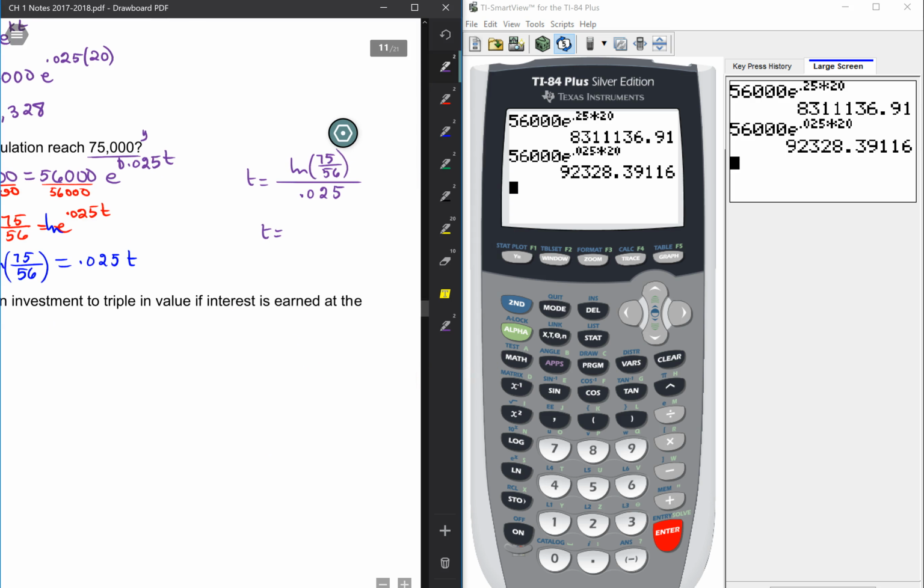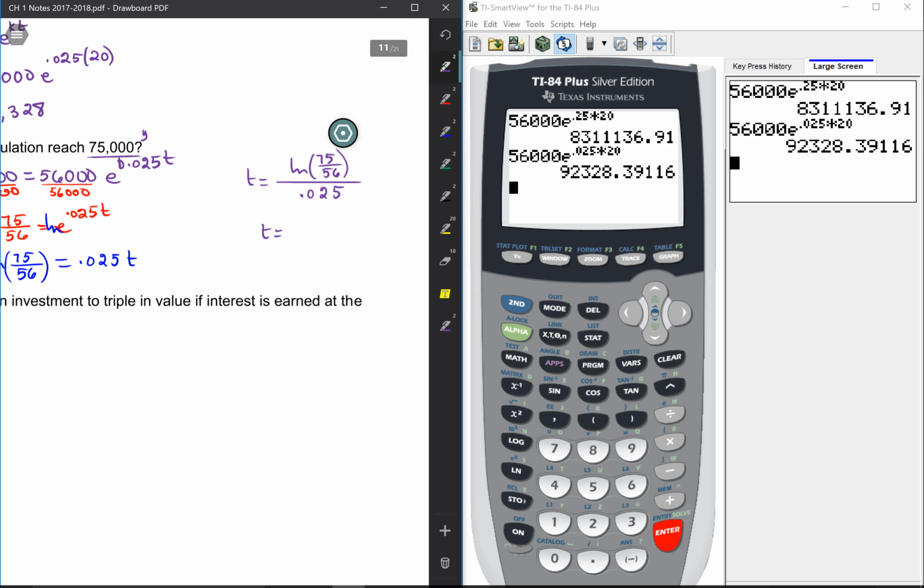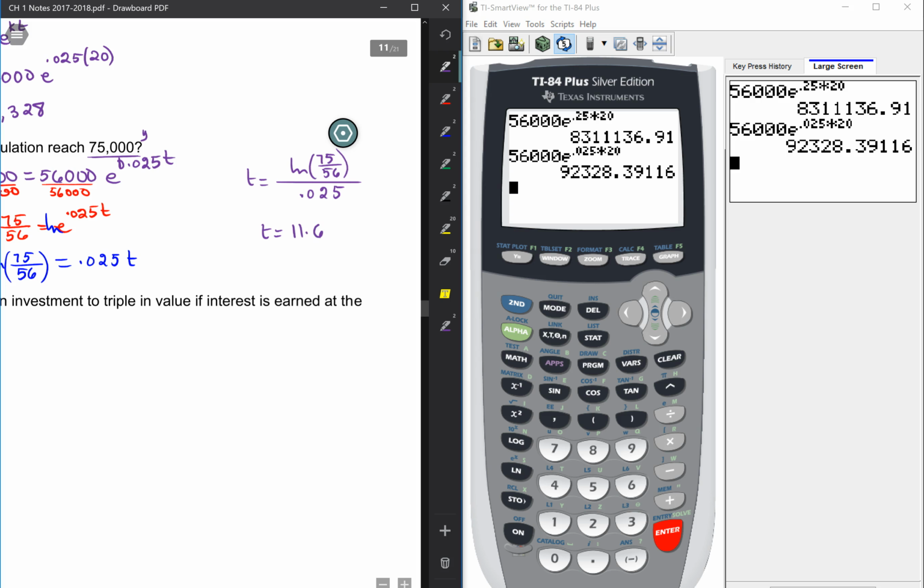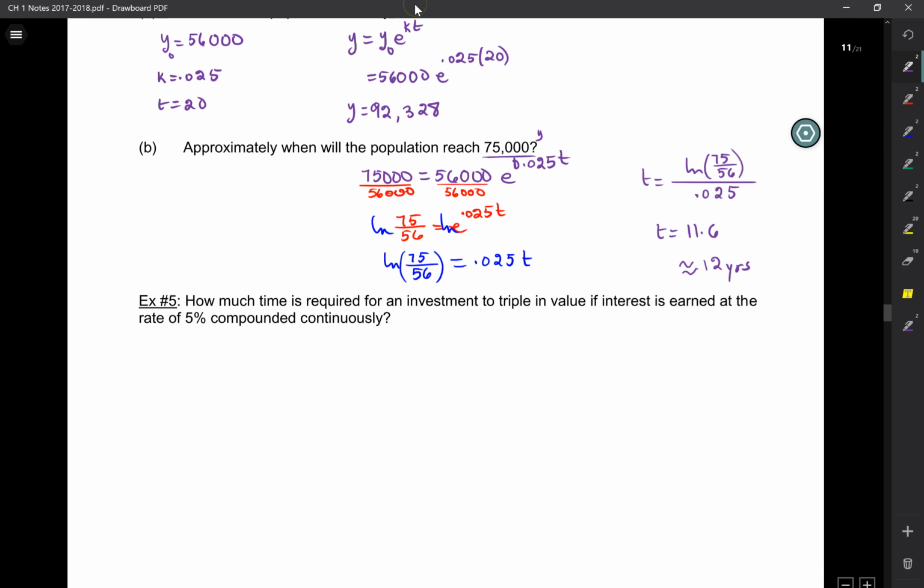So, did you already do it? Yeah, I got 11.6. So you get 12. Okay, so it's 11, okay. So, on the quiz, I will have specified where to round. If it says to round to the nearest tenth, then this. If it says to round to the nearest year, then you will round it to 12 years. It'll specify.